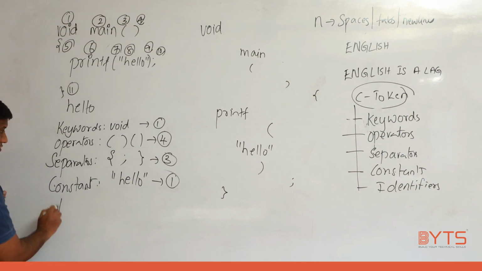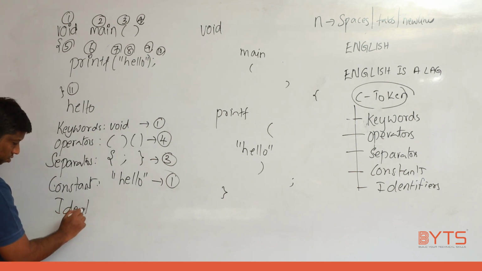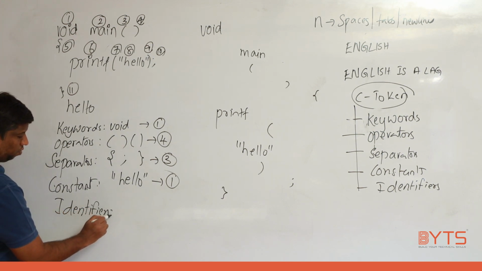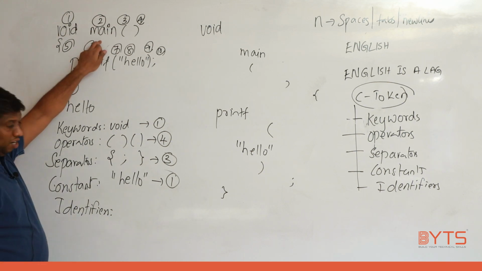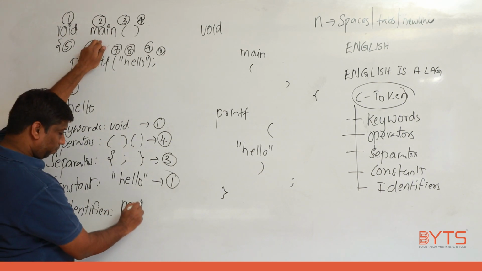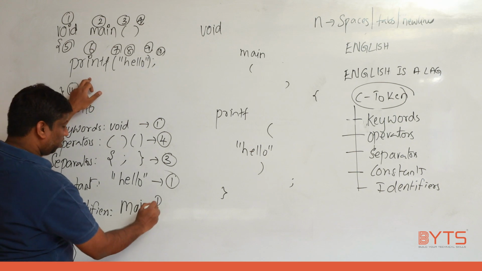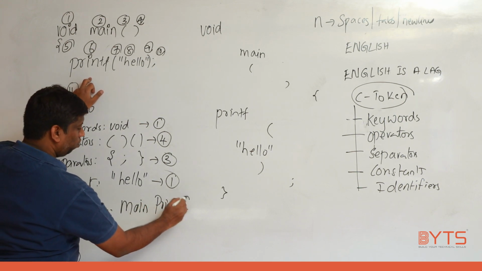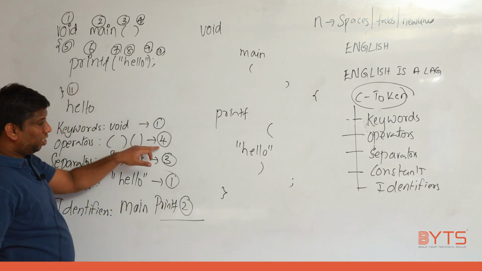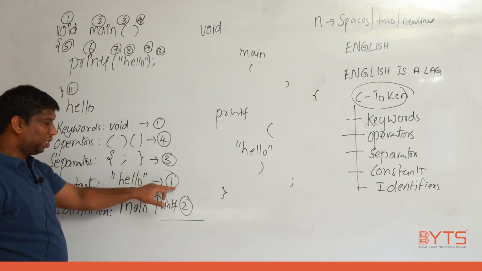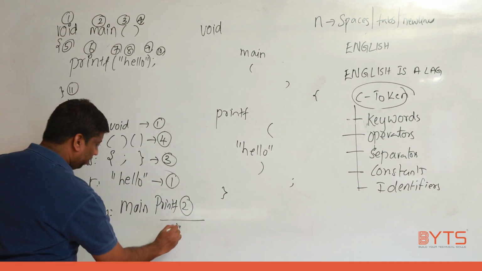Next we have identifiers. Main is a function name, so 1. Next, printf is another function name, 2. Now you count: 1 plus 4 is 5, 5 plus 3 is 8, 8 plus 1 is 9, 9 plus 2 is 11 C tokens.